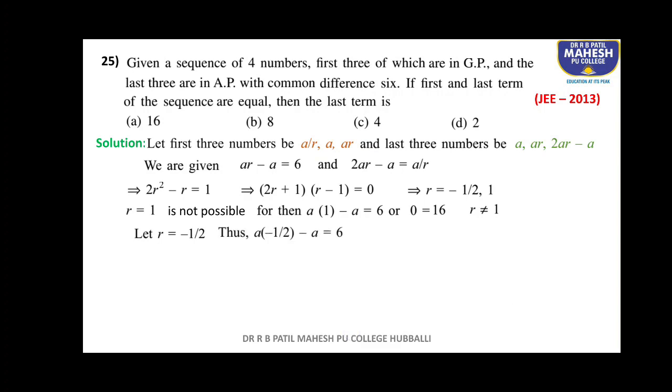Now let R be equal to minus 1 by 2. Then A into minus 1 by 2 minus A is equal to 6, therefore A is equal to minus 4. So we take A is equal to minus 4 and R is equal to minus 1 by 2. The last term is equal to the first term, which is A by R, that is minus 4 divided by minus 1 by 2. Simplifying, we get 8. Therefore the right option is B.